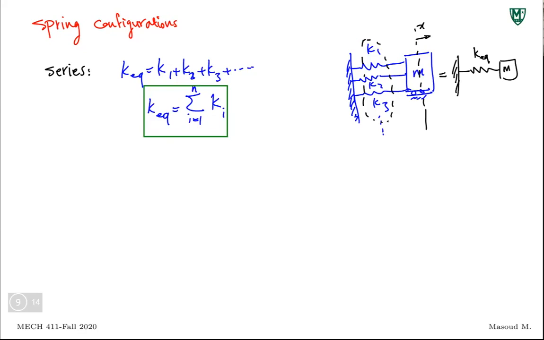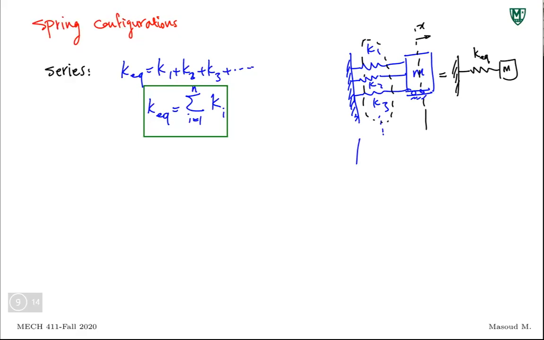Now, when do we have springs in parallel? Well, one case is this. It's a very obvious one. Another case is, as I said, as long as the amount of displacement is the same, they are in parallel. So another case would be this case.